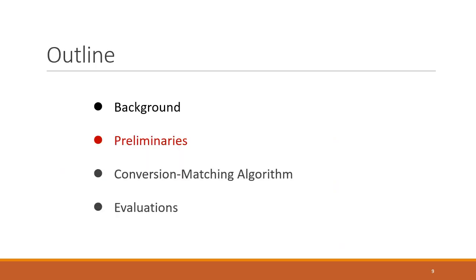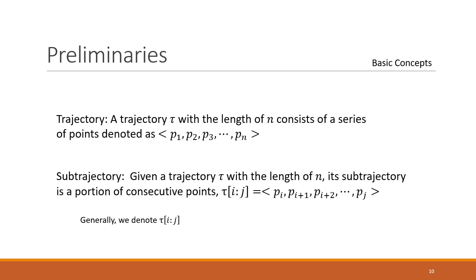Next, let's introduce some key concepts mentioned in this paper. We define a trajectory as a set of points, while a subtrajectory is a set of continuous points that forms a part of the trajectory. We use i to represent the starting position of a subtrajectory and j to represent its ending position.